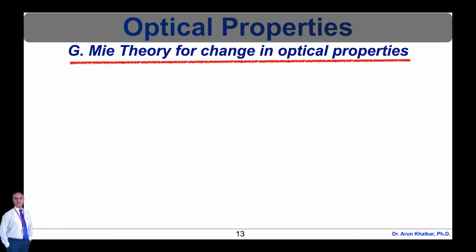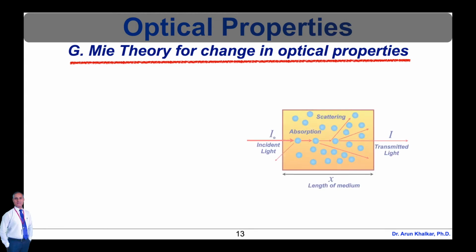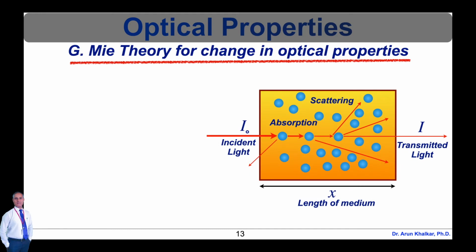Now let's see Mie theory for change in optical properties. Mie explained the phenomenon using Maxwell's equations in 1908. When electromagnetic radiation is incident on spherical particles of uniform size, a part of the radiation is absorbed and a part is scattered, as shown in this diagram. Thus, the intensity of transmitted light changes.